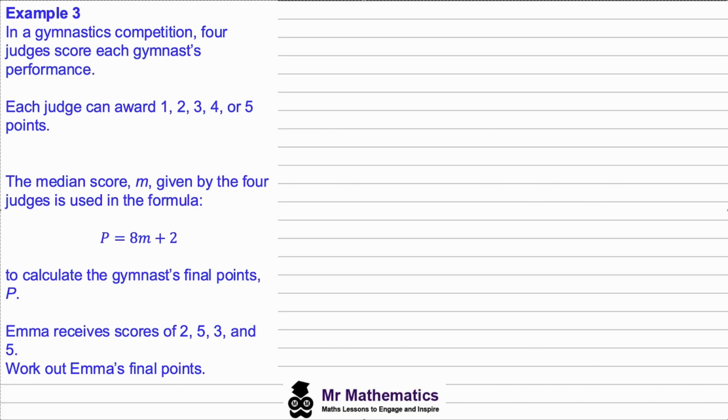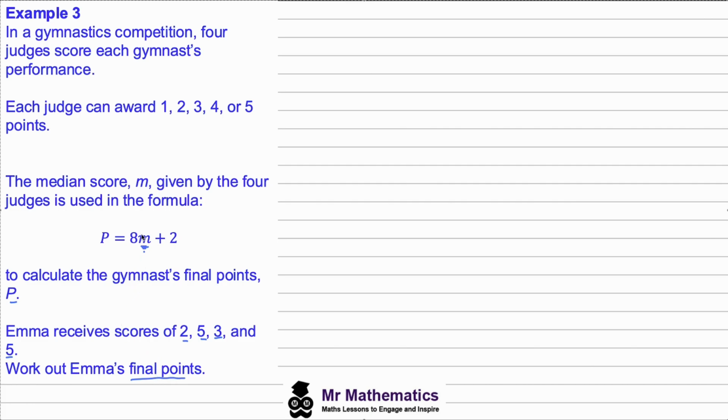So in example 3, we're given that in a gymnastics competition, 4 judges score each gymnast performance, and each judge can award between 1 to 5 points. The median score, M, given by the 4 judges is used in this formula. So M is the median of the 4 scores. And this is used to calculate the gymnast's final points, P. Emma receives the scores 2, 5, 3, and 5. Can you work out Emma's final points?